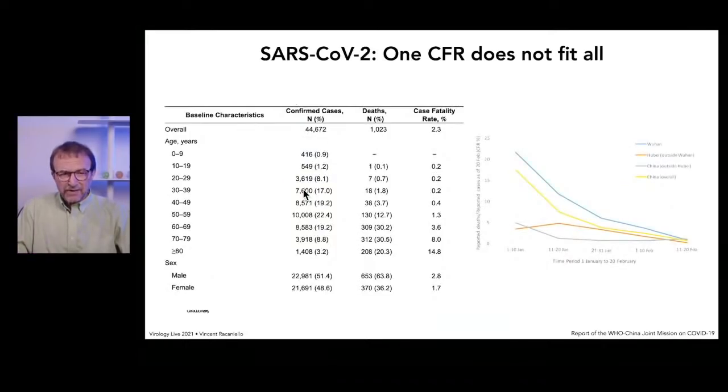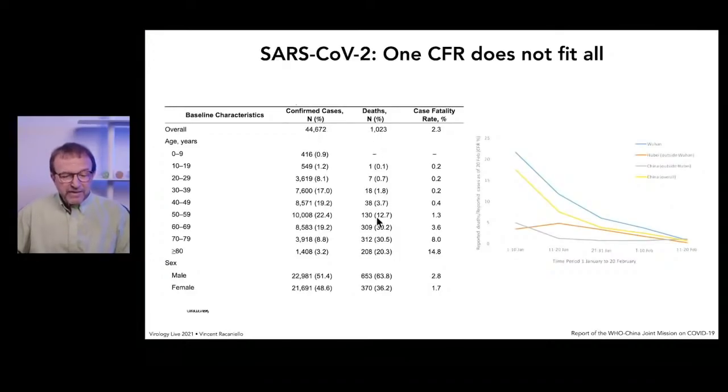Now, CFR, one size does not fit all. At the beginning of the outbreak, many people were saying, oh, the CFR is so high for this virus, it's lethal. Well, it depends where you look. Let me show you some data. Here's the first 44,000 cases out of China. This is data from the WHO China Joint Mission published early in 2020. 44,000 cases, 1,000 deaths, case fatality ratio 2.3%. It's simple math. This divided into this, right?